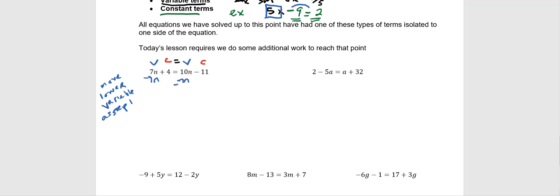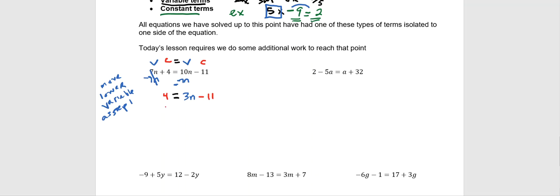By subtracting 7n on both sides. So the 7n will cancel, and I'm going to get 4 equals, and 10n minus 7n is going to give me 3n plus 11. I'm sorry, minus 11.